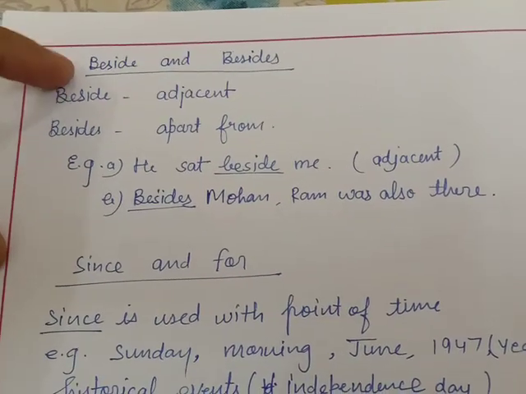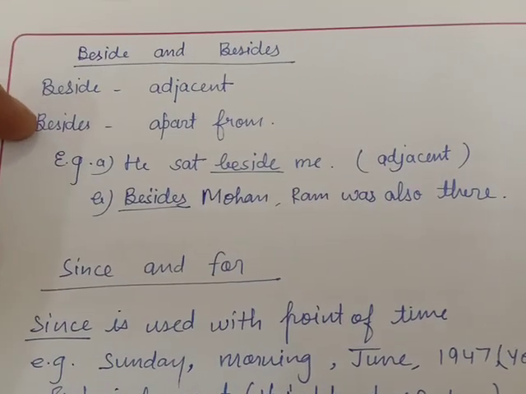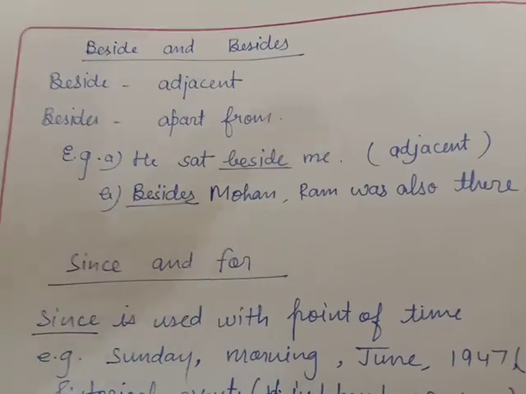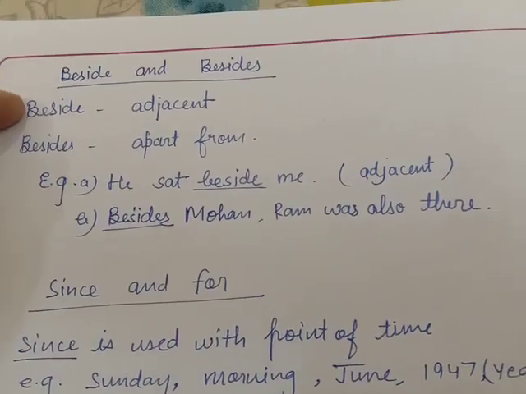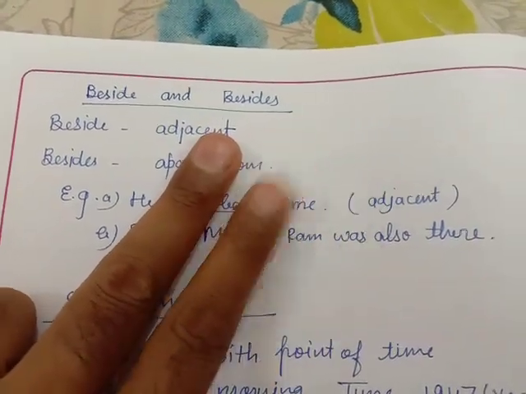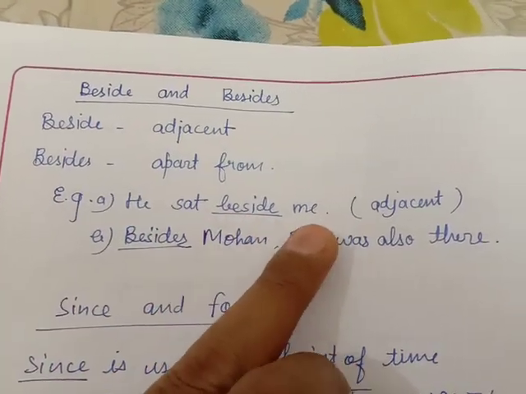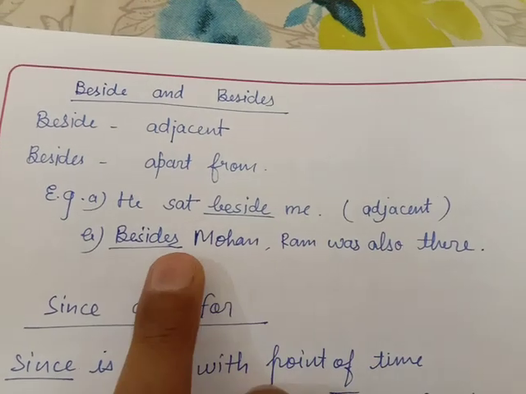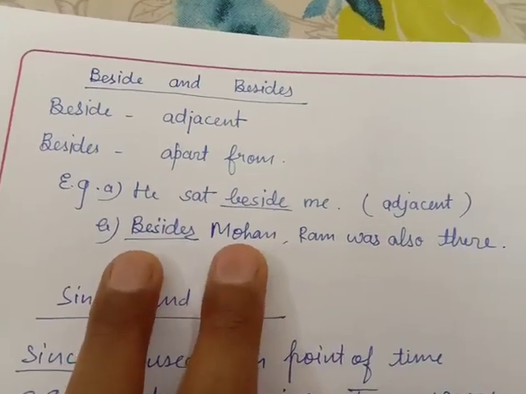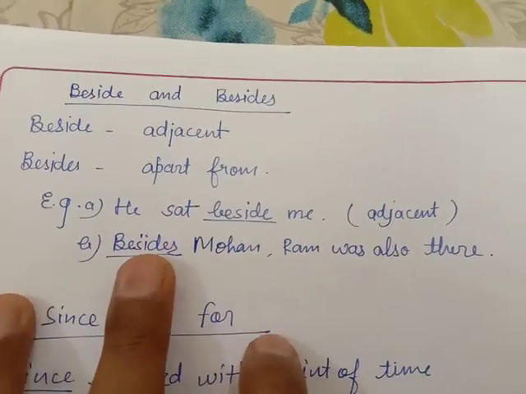The next are beside and besides. Beside means adjacent and besides means apart from, that is, except anything. If any two things are adjacent, then it is called beside. He sat beside me means adjacent. And "Besides Mohan, Ram was also there" means not only Mohan but Ram was also there.